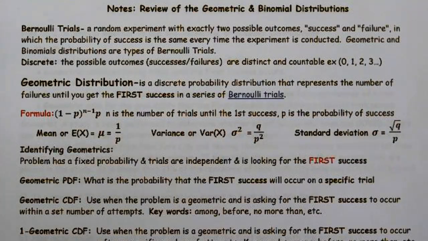So basically, it's really important to keep in mind that success and failure are the only possible outcomes. Trials are independent. Probability remains constant. It's also a discrete probability distribution. In other words, the successes and failures are countable. You can have 0 successes, 1, 2, 3, etc.